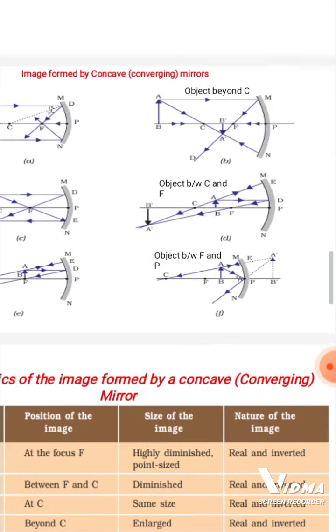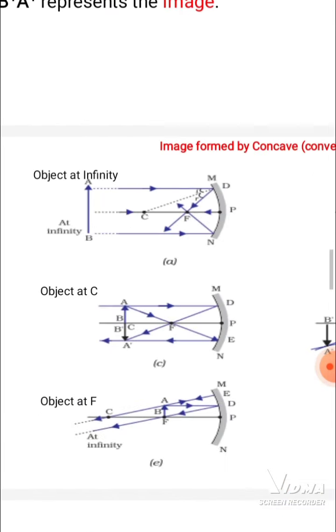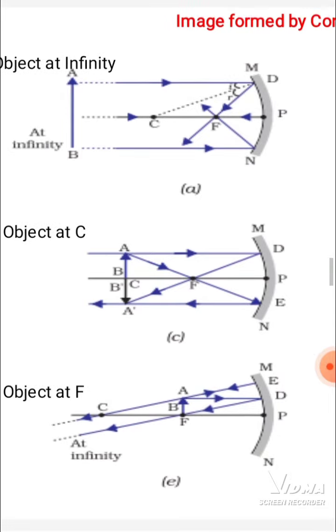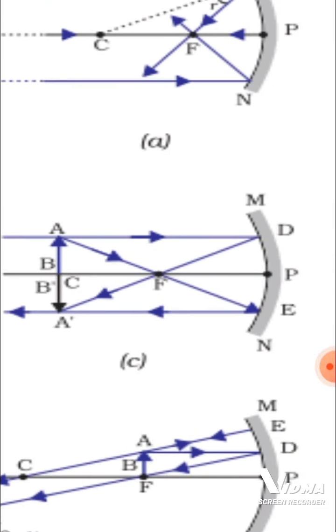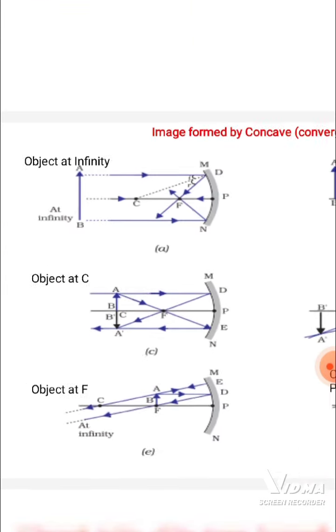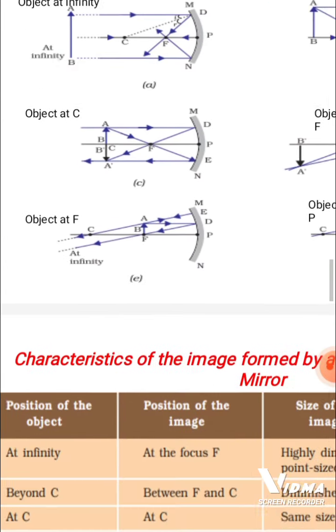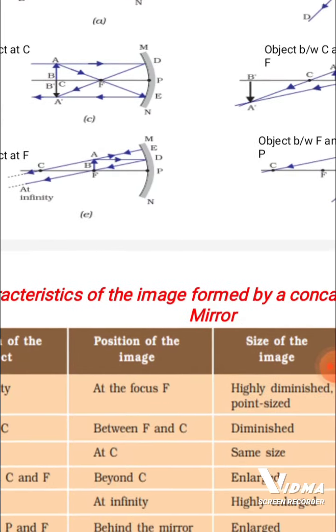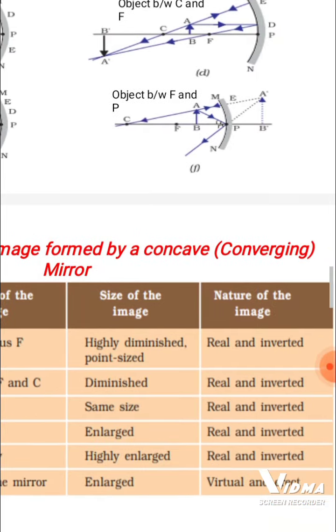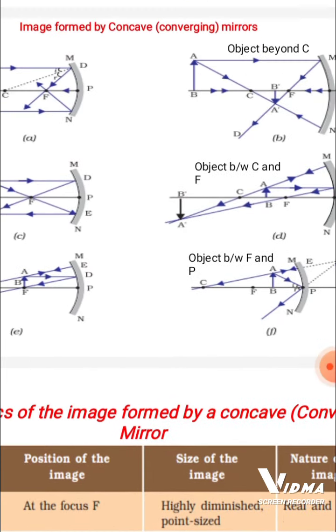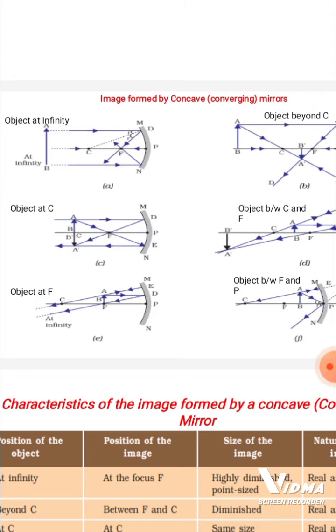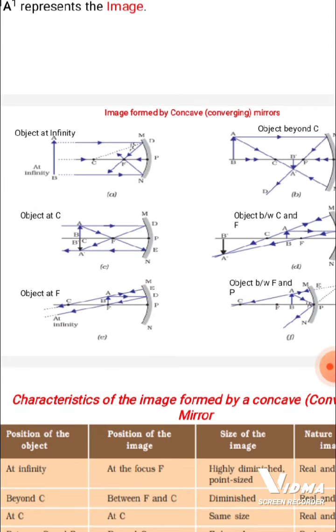It is real and inverted. When the position of the object is at C, the position of the image formed will also be at C. Then the size of the image is the same as that of the object. So take note of that. When the object is at C, the image is at C, and the size of the object is the same as that of the image. And of course, the nature of the image formed is that it is real and inverted.